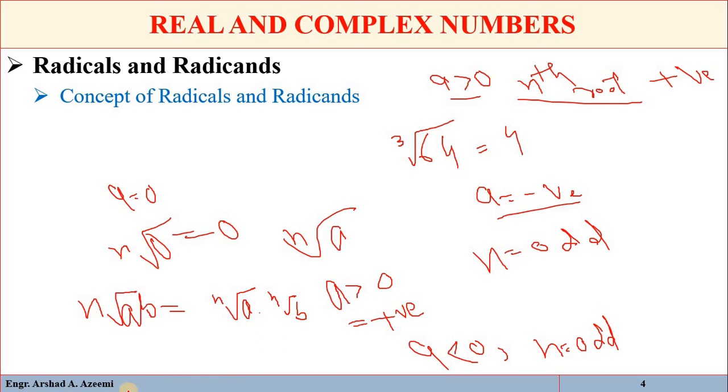Similarly, we have the quotient rule of radicals. The nth root of a over b is equal to the nth root of a divided by the nth root of b. This is called the quotient rule of radicals.